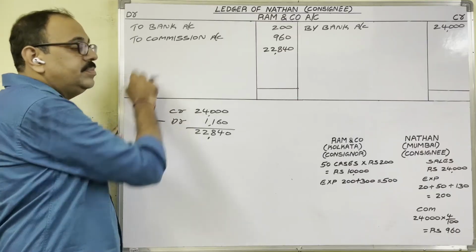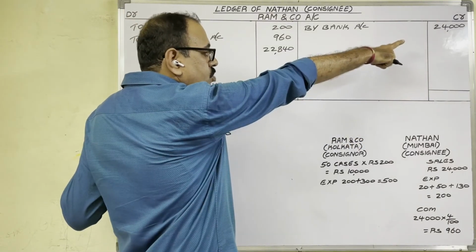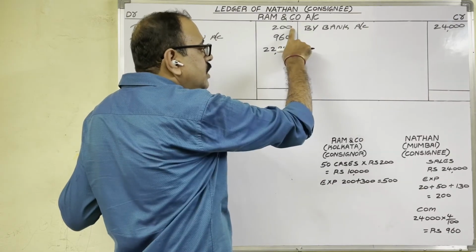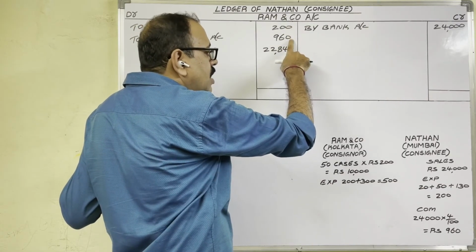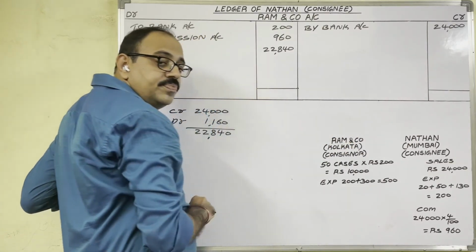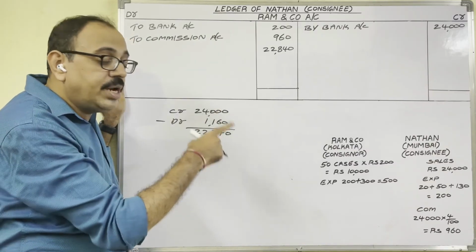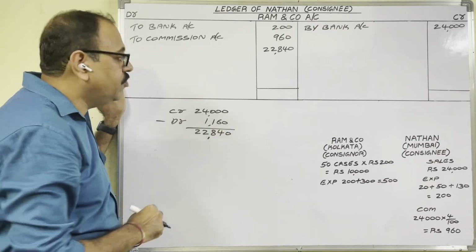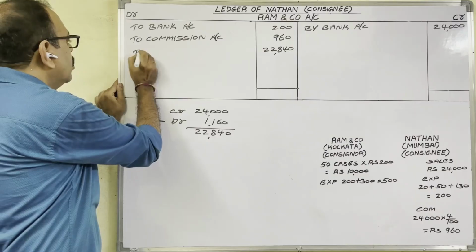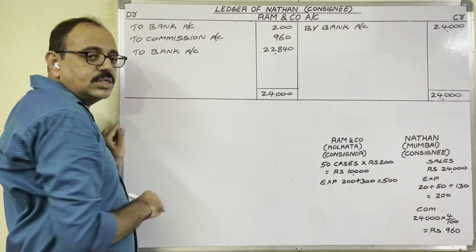What to write for that? The consignee sold the consignor's goods for 24,000. From that amount, he deducts his expenses and his commission, and the remaining due amount the consignee pays to the consignor. In the question, there is no proper information. Our assumption is the consignee paid this amount through demand draft. Therefore, we should write to bank account. On both sides put the totals.